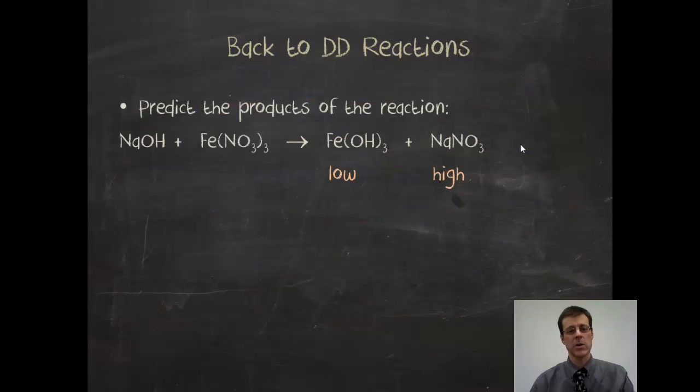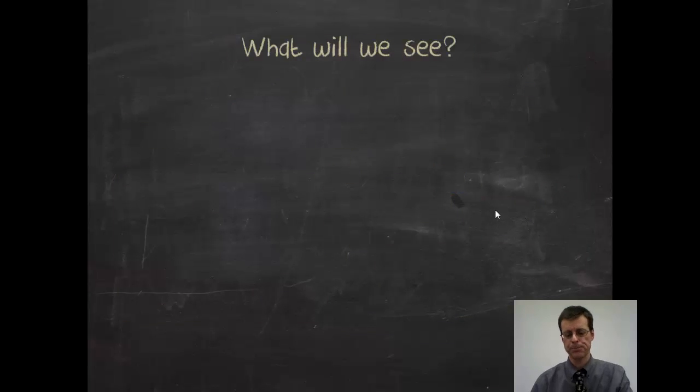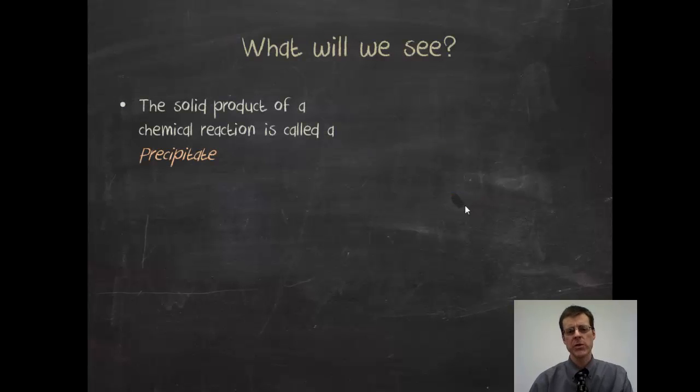So what I'm going to have is a mixture of a low solubility and a high solubility. Well, what's going to happen? What's going to happen is I'll get a product that is a solid. I get a product that does not dissolve. Okay, so an ionic compound is solid at room temperature unless it dissolves. If it doesn't dissolve, it's still a solid.